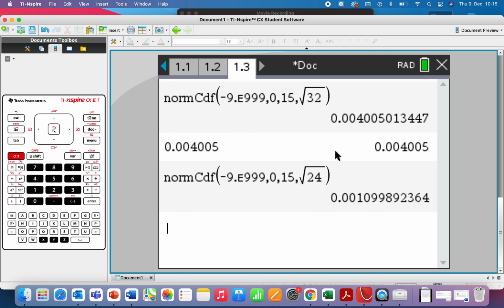So to 3 sig fig, 0.00110, a little bit technical at the end there. So the two answers are slightly different, and that's largely because you have a different standard deviation for each distribution.